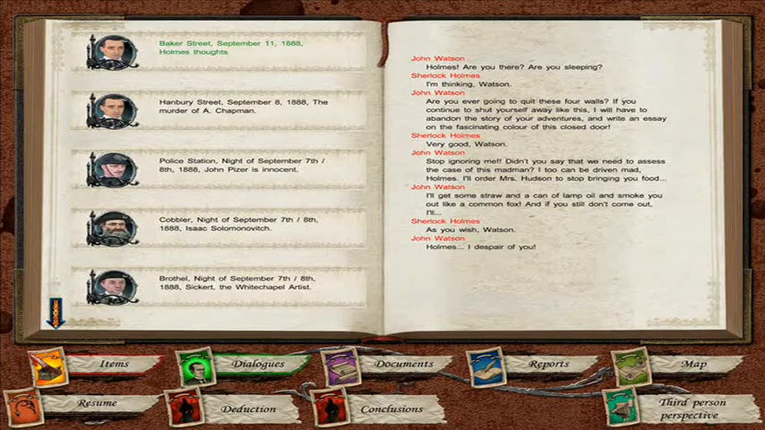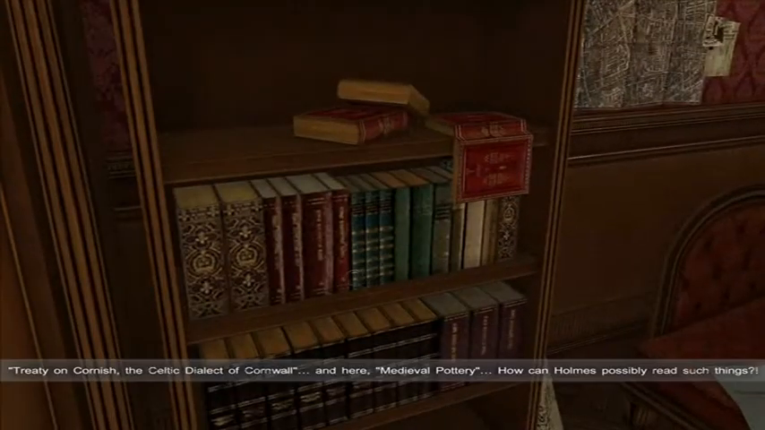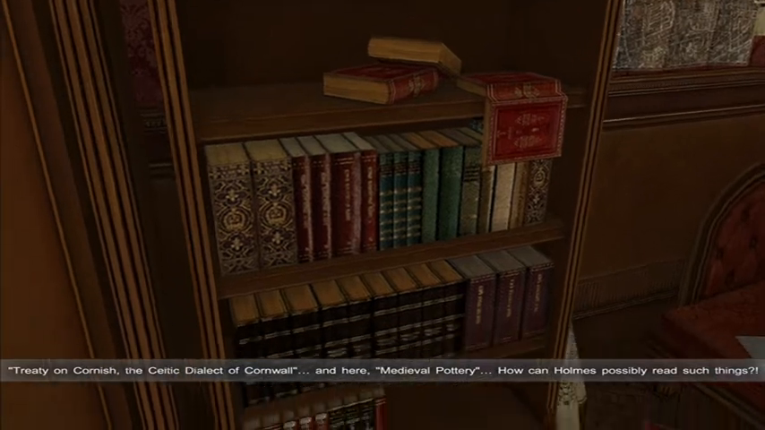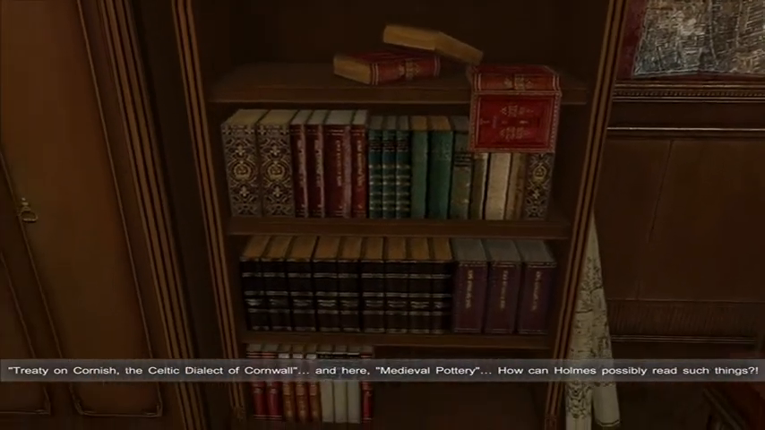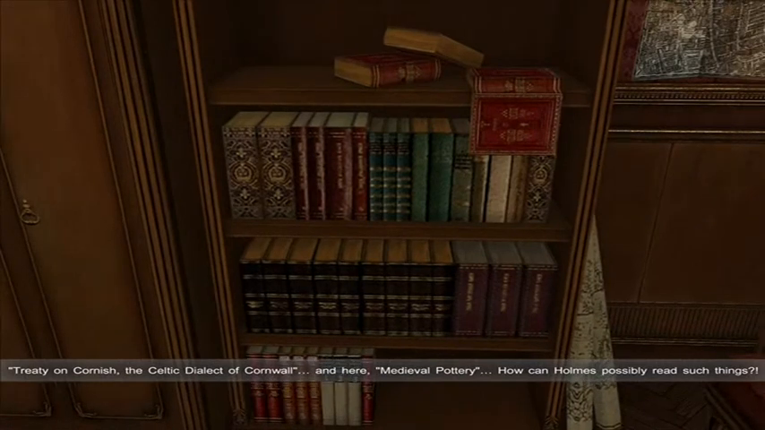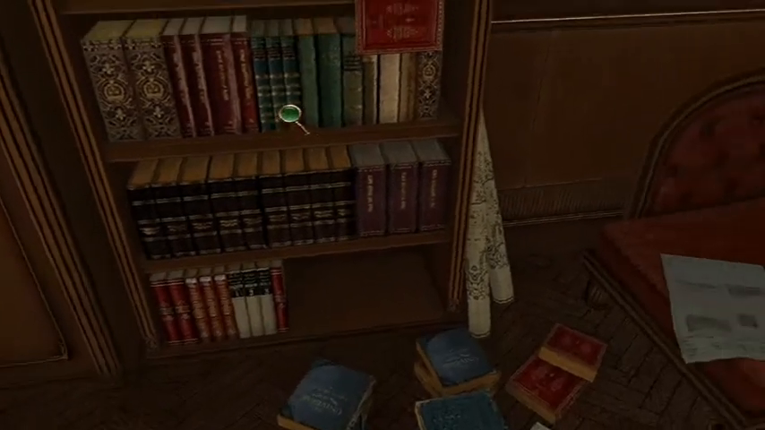Don't you listen to him? That's it? Oh, so you get a new one. Okay. Treaty on Cornish, the Celtic dialect of Cornwall. And here, medieval pottery. How can Holmes possibly read such things? Okay.